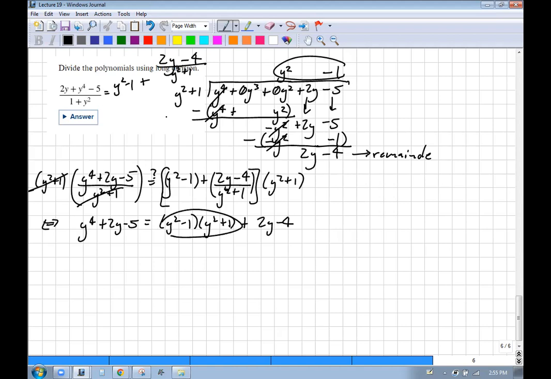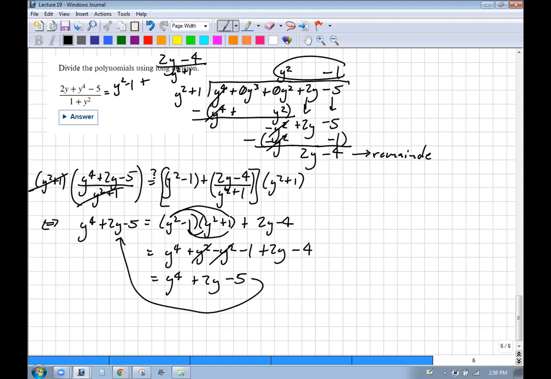So we can multiply these out because we're trying to compare it to this over here. There's no parentheses. So here we'd have a y to the fourth plus a y squared minus y squared minus 1, and then our 2y minus 4. Those cancel out. I have a y to the fourth, I have a 2y, and a minus 1 and a minus 4 gives me minus 5. So it is correct. They are the same.